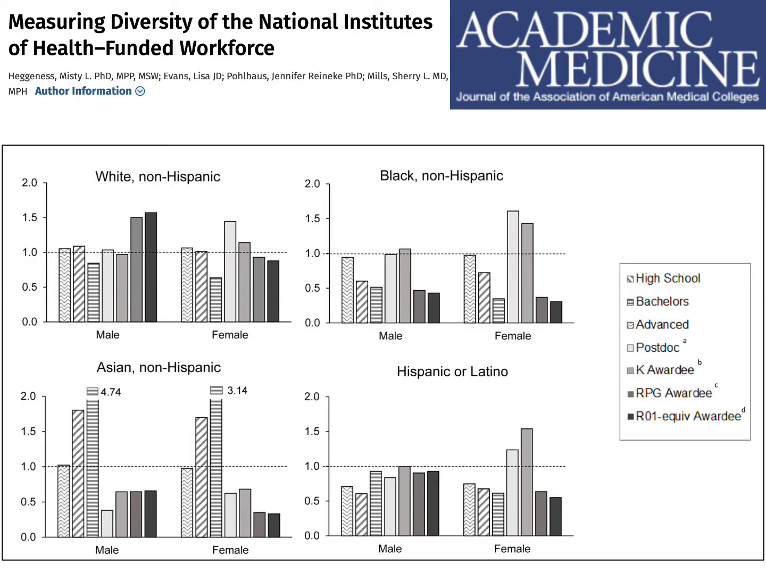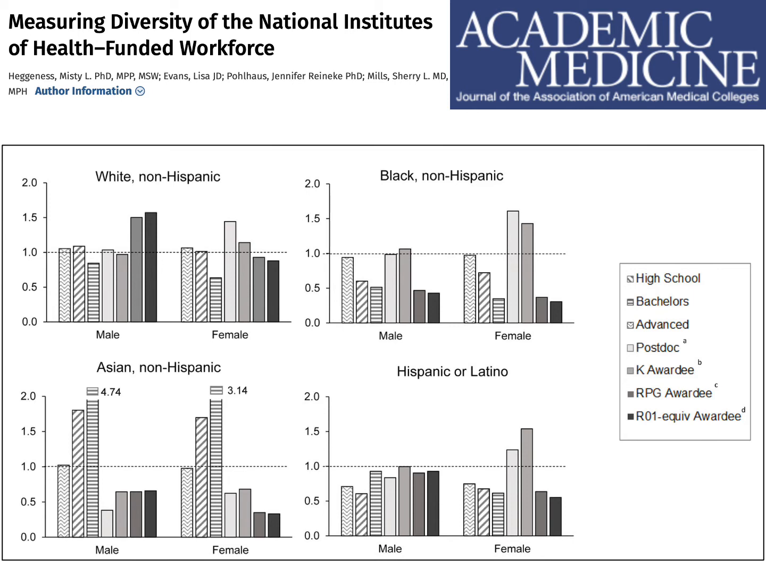Diversity among NIH Research Award winners has also been studied. These figures represent data from 2008 to 2012, stratified by white non-Hispanic populations, Black non-Hispanic populations, Asian non-Hispanic populations, and Hispanic or Latino populations. The horizontal dashed line at 1 indicates the transition point between under and over-representation when compared to the relevant labor pool.